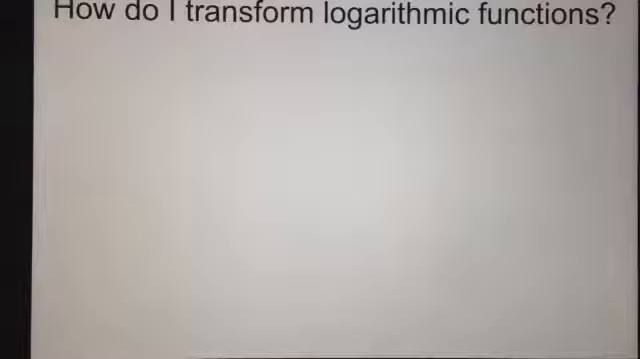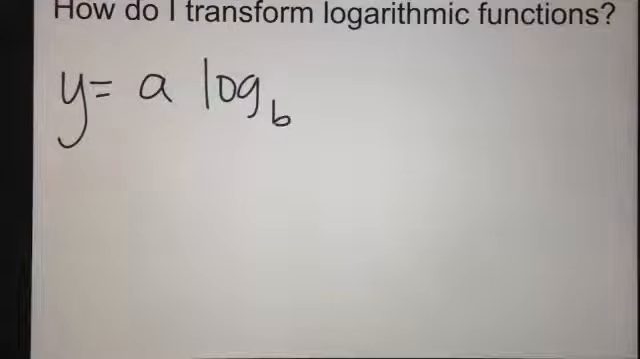Next, in your notes, it asks, how do I transform logarithmic functions? So we're going to go ahead and write out the equation with all the transformations in it.